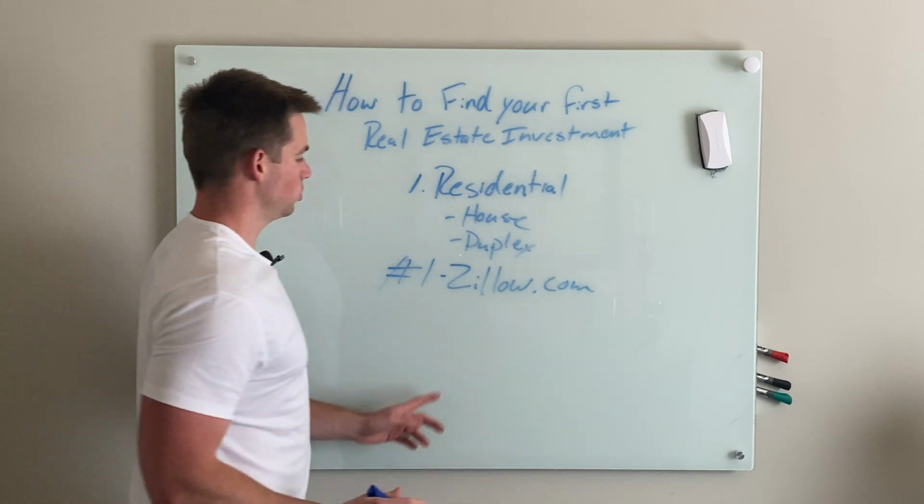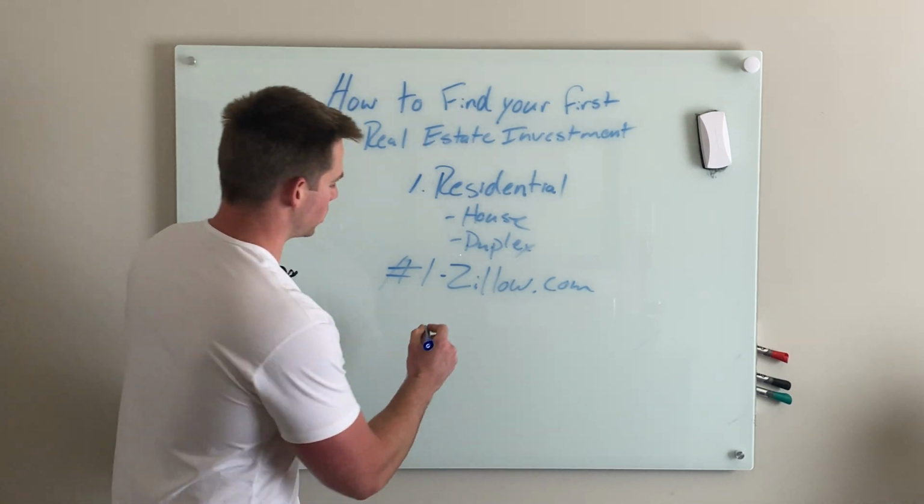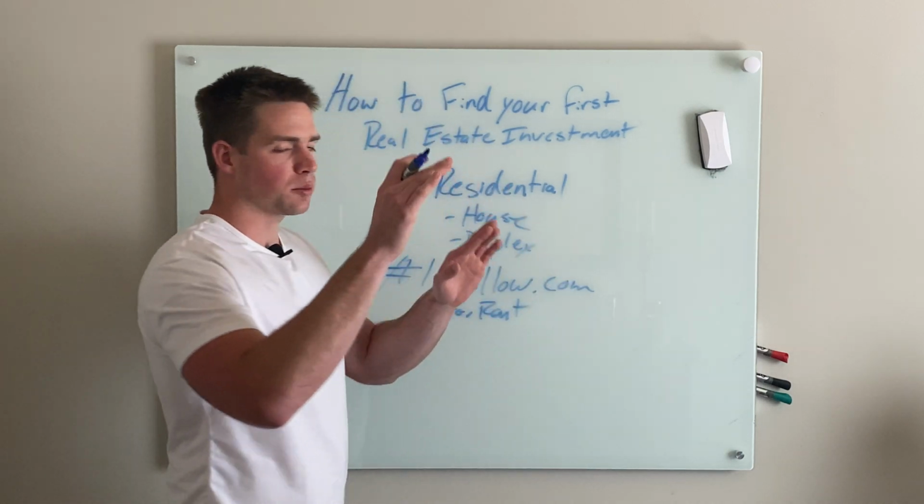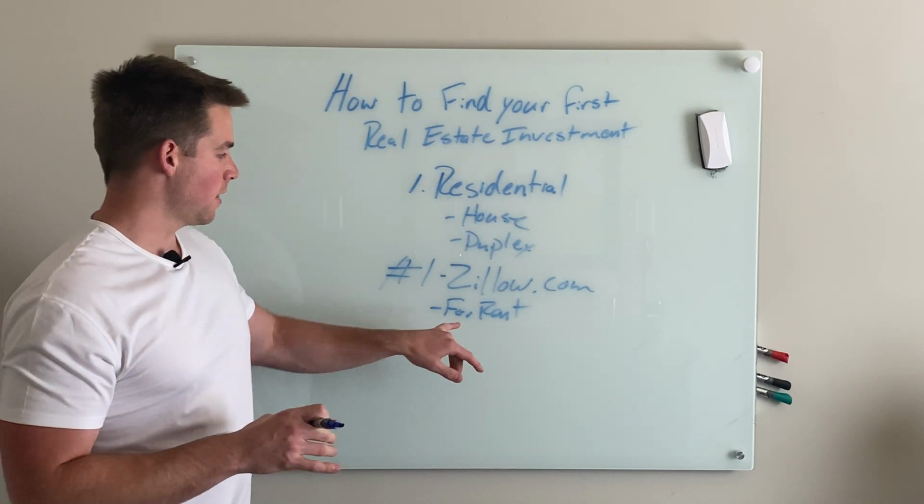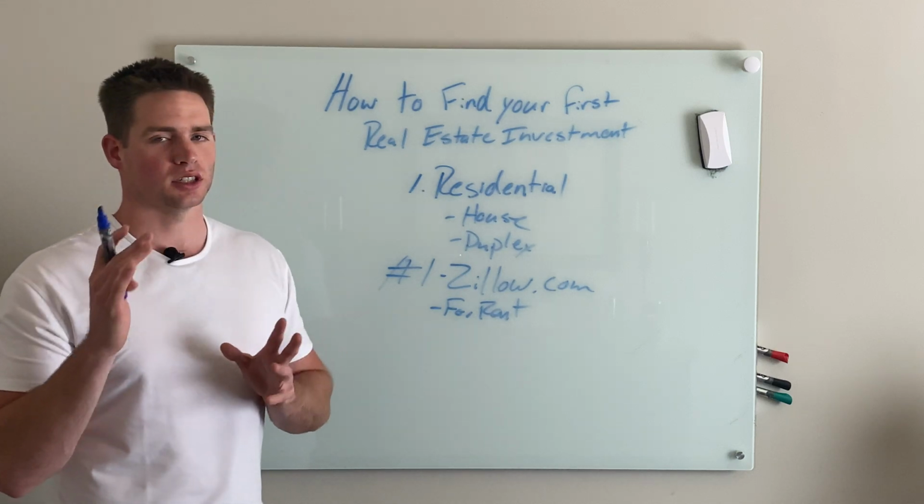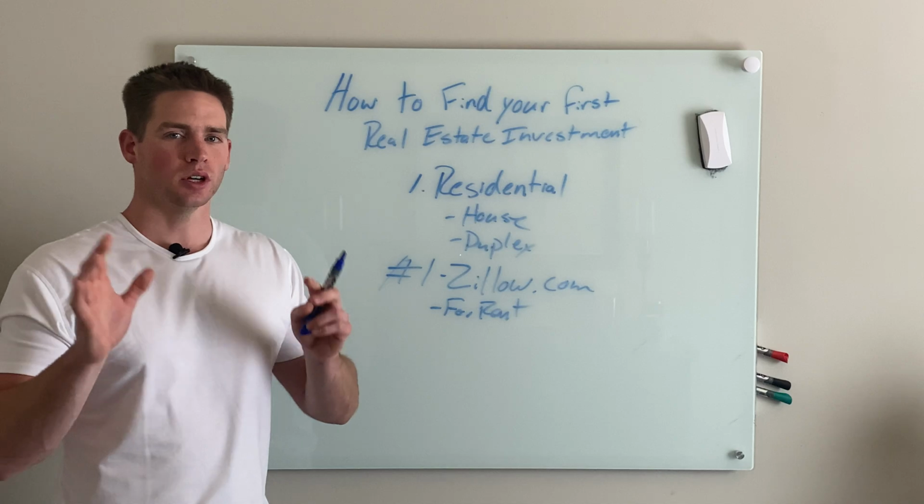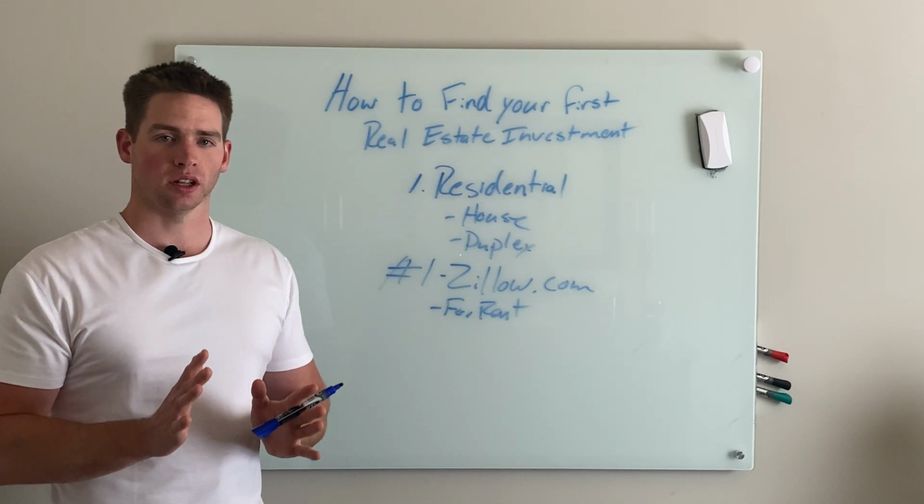What you do when you go to Zillow, I want you to look at the for rent section. There are drop down tabs. You're going to want to look at for rent, and that's going to give you an idea of what other houses in the neighborhood are renting for. Now you can draw maps on Zillow to pick out particular areas that you want to invest in.